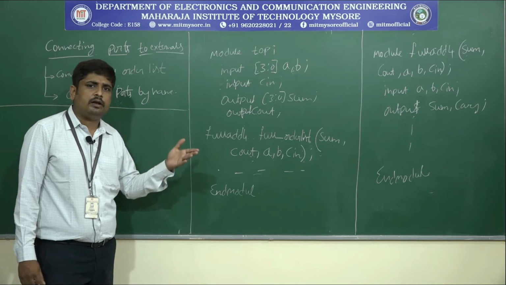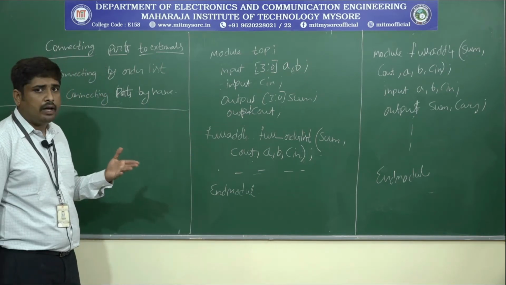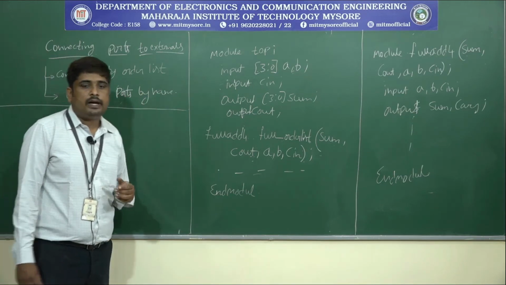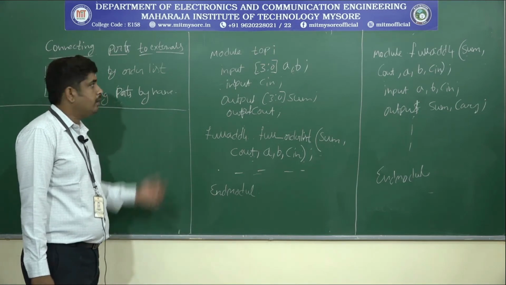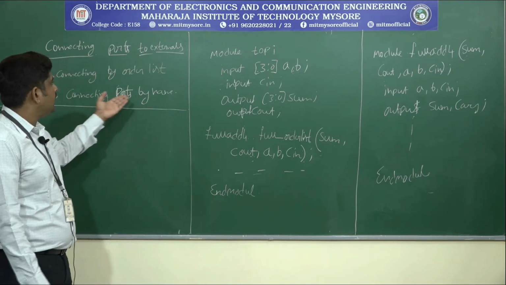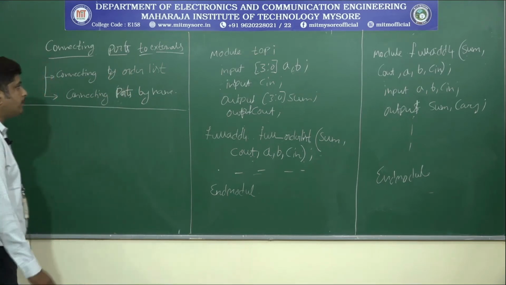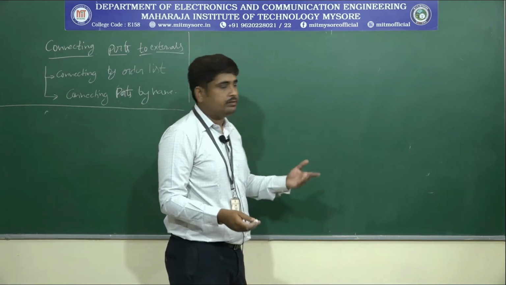If you declare the ports in the wrong order, an error is created. At that time we use the better option, connecting ports by name. Let us take an example for this, then you can easily understand the difference between connecting ports by name and connecting by order list. So directly we go to the instantiation.